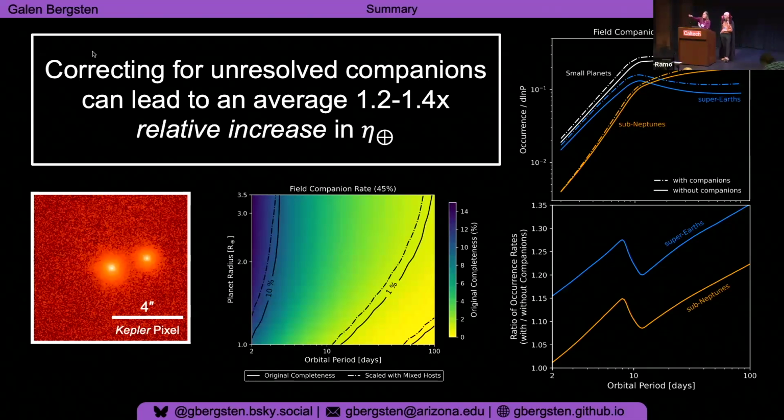Do we have a final question over there? Hi, Brajol from MIT. I was wondering if you have an unresolved companion, how does that impact the stellar parameters we derive from SED, for example?